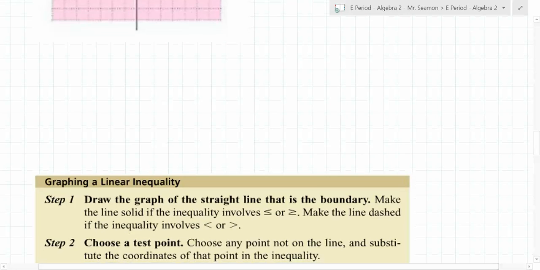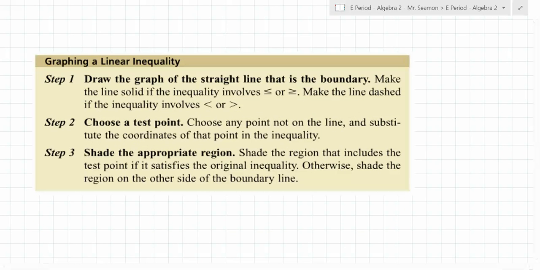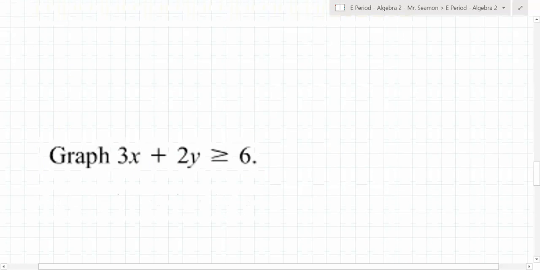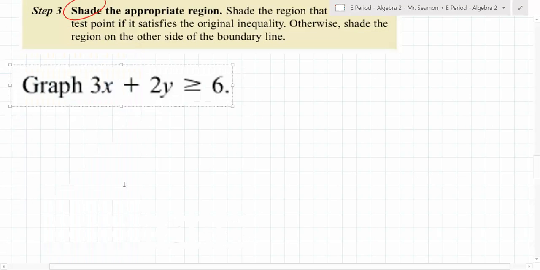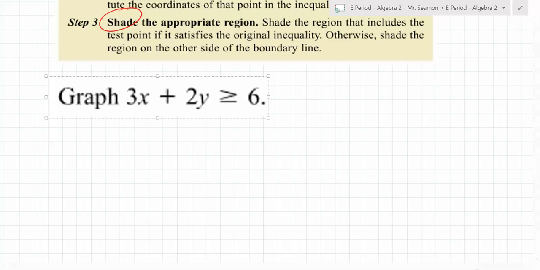So, what kind of question could we do? Well, just remember, you're going to draw, you're going to test, and you're going to shade. So those are your 3 points. So what kind of example could you have? You could have this right here. The first step is going to be, what was that first word?